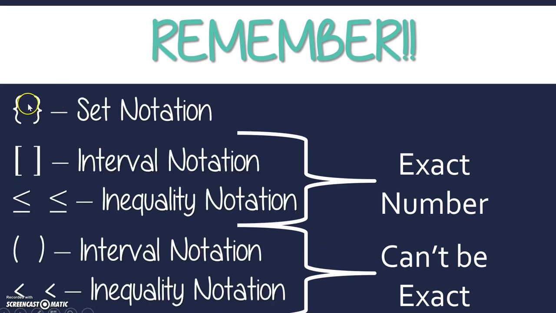All right, so set notation, we use the squiggly lines. Interval notation, if it's an exact number, we use the brackets, or inequality, we have the equal sign. Or if it can't be an exact number, then in interval notation, we have the parentheses. Or inequality notation, we do not have the equal sign underneath.